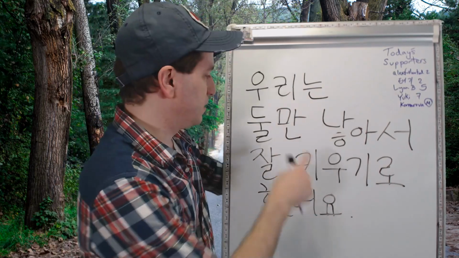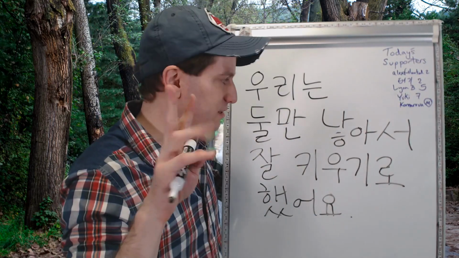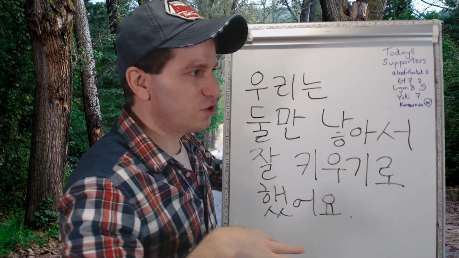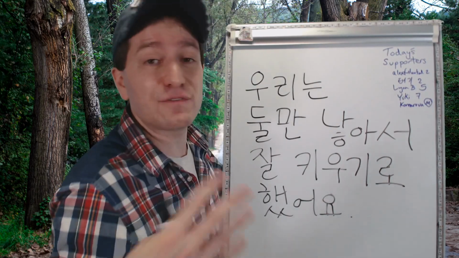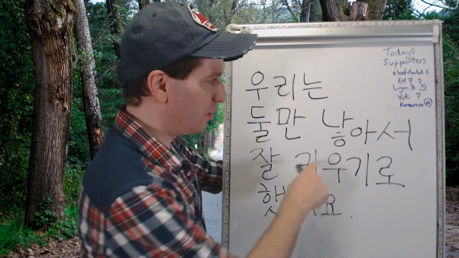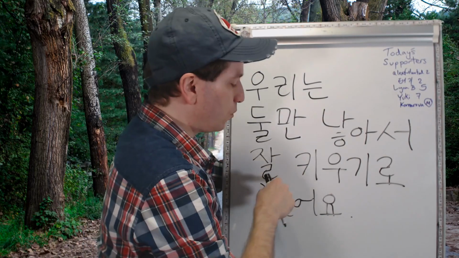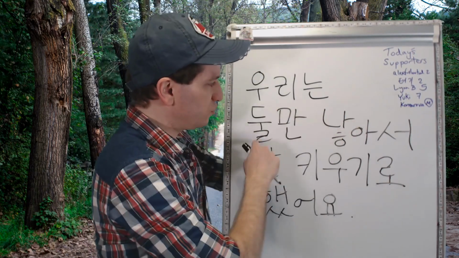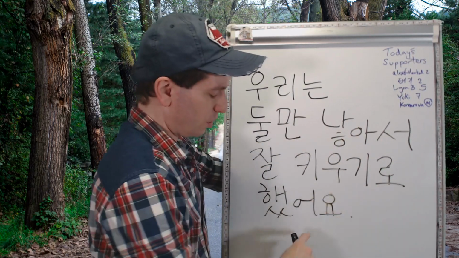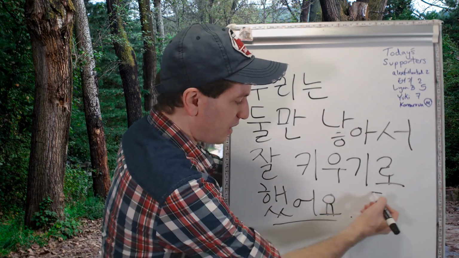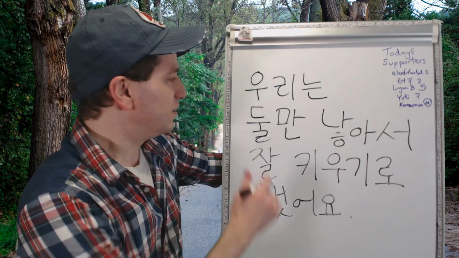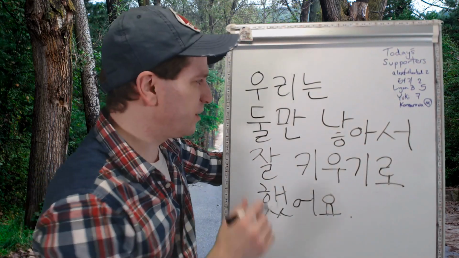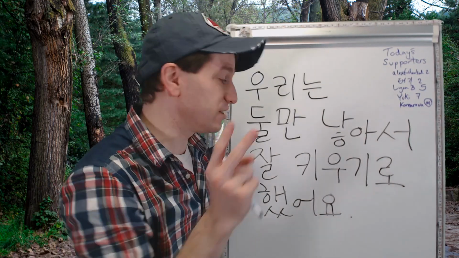우리는, we, 둘, two, as in two kids here, 둘만, only two. 낳다, to give birth, to have two kids, only two kids. So, 낳아서, 잘, well, 키우다. 키우다 is to raise. 키우기로 했어요. 우리는 둘만 낳아서 잘 키우기로 했어요. So, we decided to 키우다, raise, well. 우리는 둘만 낳아서 잘 키우기로 했어요. So we decided to only have two kids and raise them well.